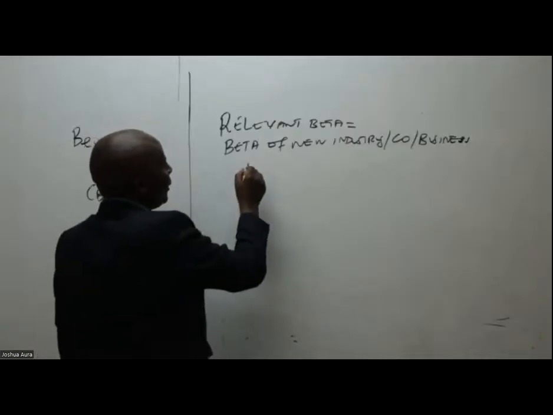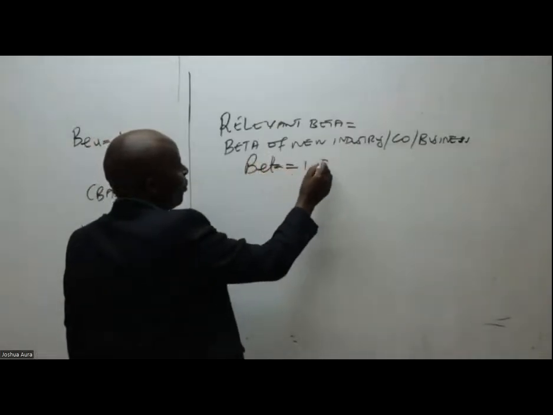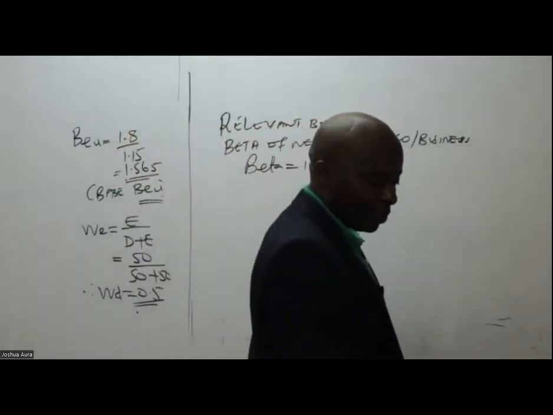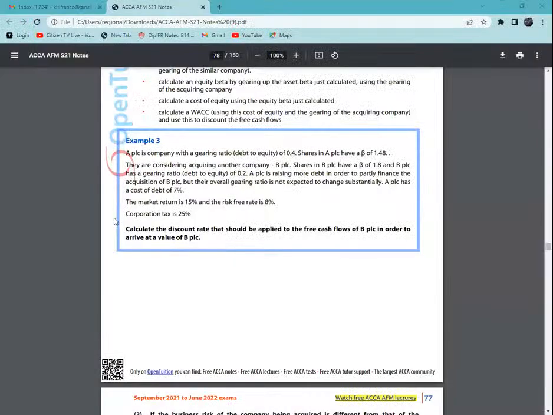And this beta that they have given me is the beta of 1.8 of the new business. Then I need to ask myself, is this new business levered or unlevered? You look at the capital structure given. I can see it has debt and equity in it. So it's a levered firm.